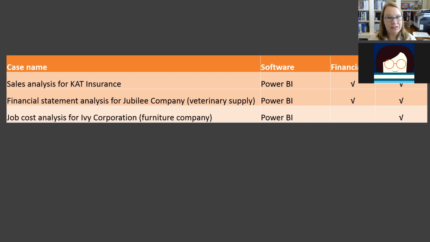And then we have 2 cases that are coming. We have the Ivy Corporation case, the job cost analysis, that's available and ready for you for managerial accounting. And then we have the financial statement analysis case. This one is coming soon. It would have been sooner, but now we've had a bit of a delay due to other things going on in our world. But it is coming soon, where you'll be able to do a financial statement analysis case using Jubilee, a veterinary supply company. It would be appropriate for financial or managerial accounting, depending upon when you cover financial statement analysis.